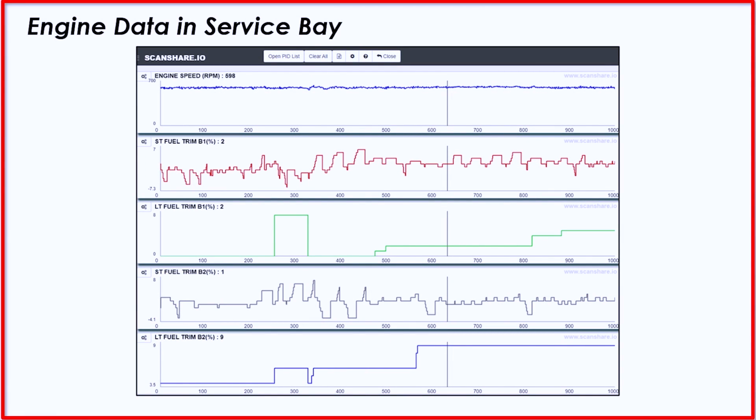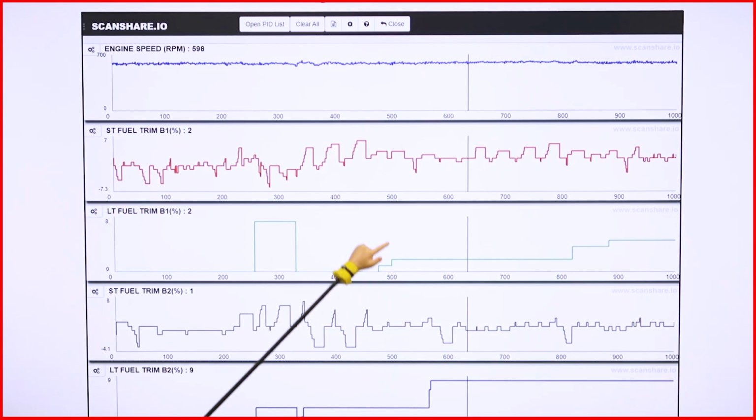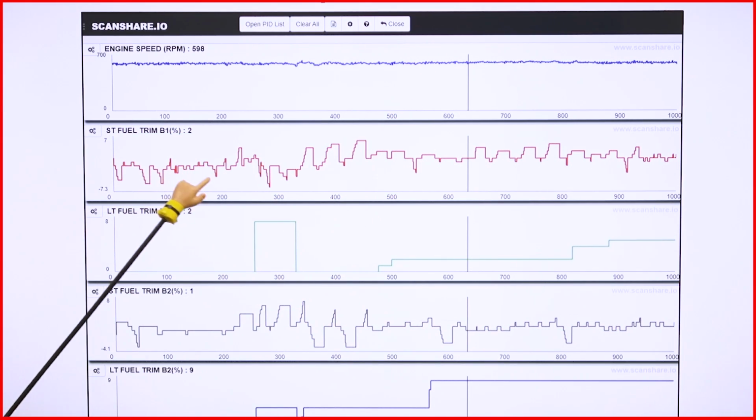So as we continue to look at some of the information here, 600 RPM, fuel trim, bank 1 is 2%, and long term is 2%. Bank 2, 1%, but it's growing here and continues to ramp up.